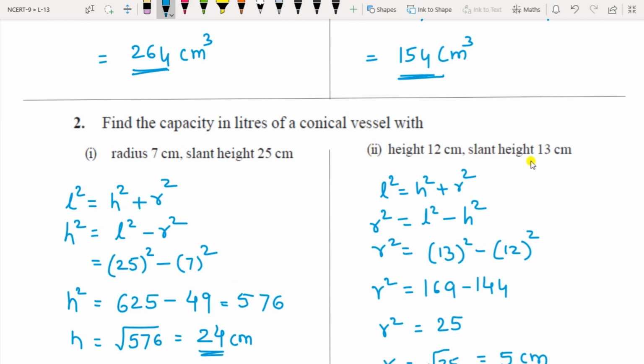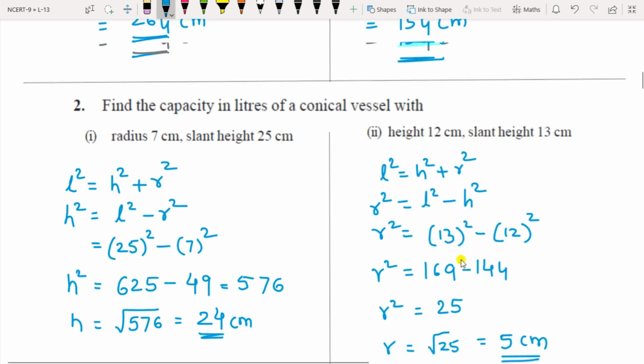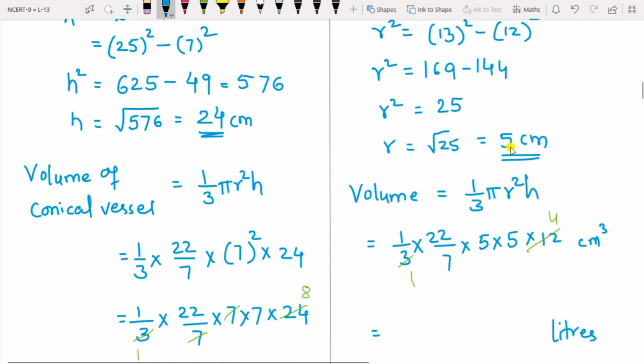This is question number 2 here. Height is given as 12 and slant height is given as 13. You need to find r to find the volume of the cone. So L square equals h square plus r square. So you need to find r square. Subtract L square minus h square and find its square root. You get r square as 25. So root of 25 is 5. So r is 5 here.